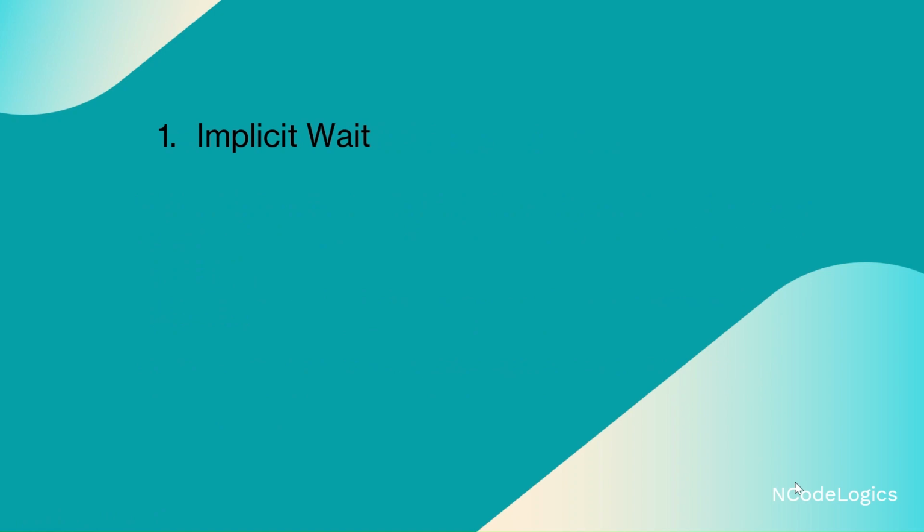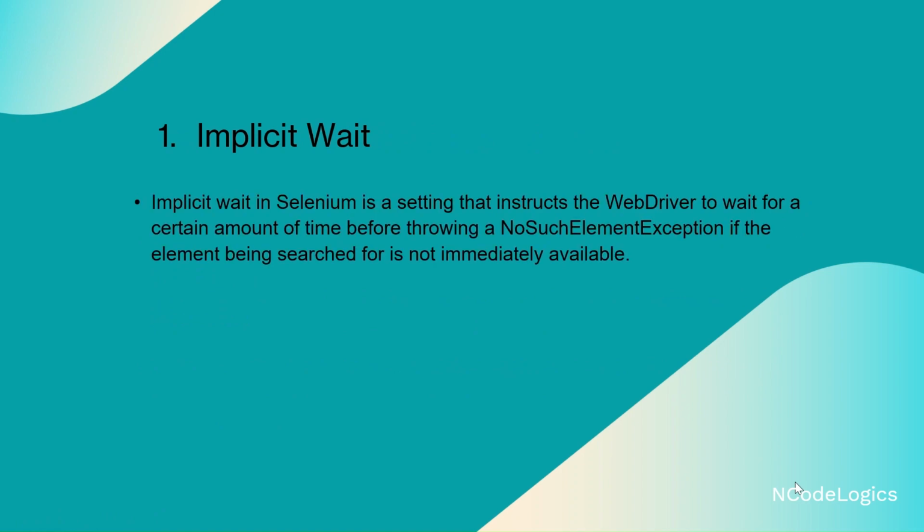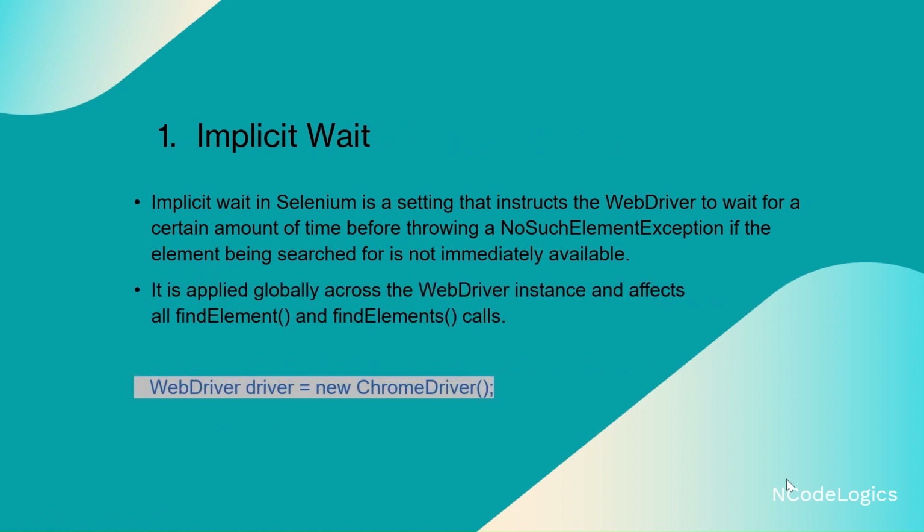Implicit wait in Selenium is a setting that instructs the WebDriver to wait for a certain amount of time before throwing a no such element exception if the element being searched for is not immediately available. It is applied globally across the WebDriver instance and affects all findElement and findElements calls. Here's an example of using implicit wait.